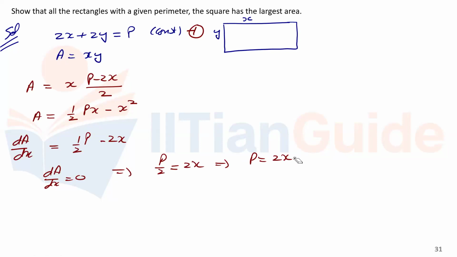That means P is equal to 4x. Perimeter is 4x. But the perimeter I had taken was 2x plus 2y. P is a constant, its value is 2x plus 2y. So I'm getting 2x plus 2y is equal to 4x, or I can say x is equal to y. Am I right? That means both the sides of the rectangle are equal. That means it is a square.